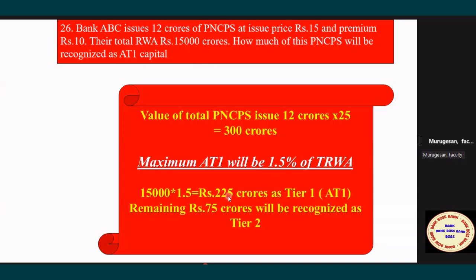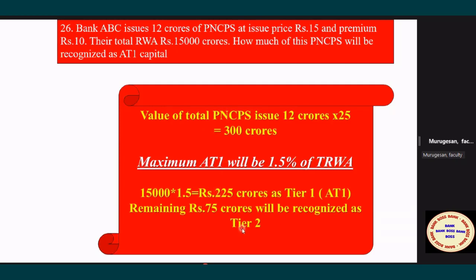Understood? Then you may wonder what will happen to the remaining 75 crore. That will be pushed to tier 2. So 300 they have mobilized. The entire 300 will not be recognized as AT1, that is additional tier 1. The remaining 75 will be recognized as tier 2.